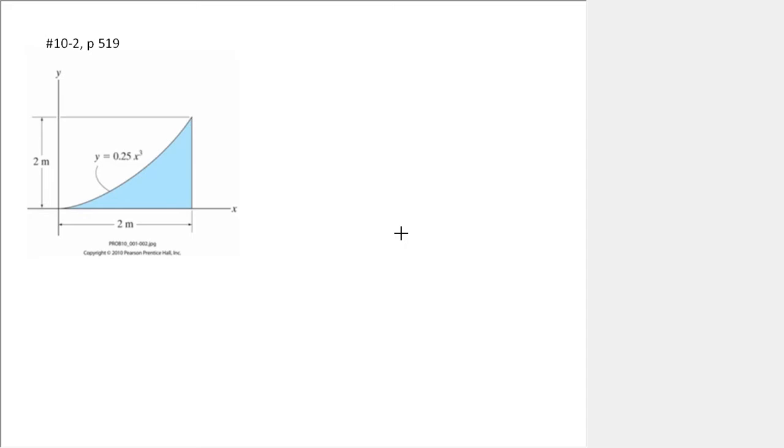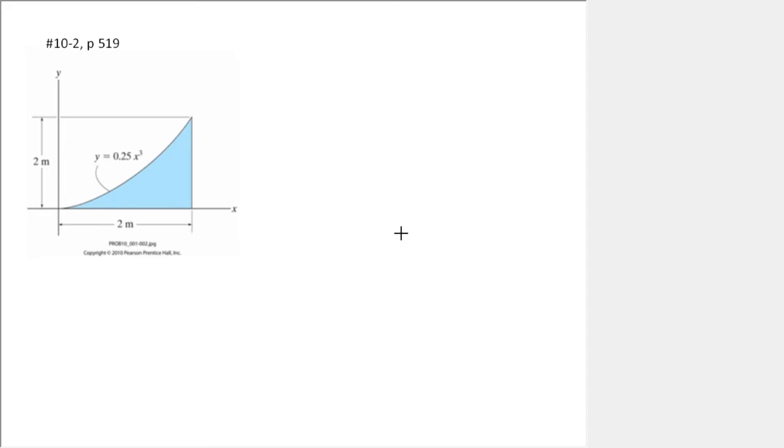Procedure for calculating it is we're going to express a differential element, just like we were doing before, in terms of the coordinates describing the curve. So that's figuring out what your differential element looks like and figuring out the base and height of that rectangle, just like we did in the previous chapter. We're going to express moment arms for the centroid of the element in terms of the coordinates describing the curve. That's your x bar, your y bar, just like we've been doing.